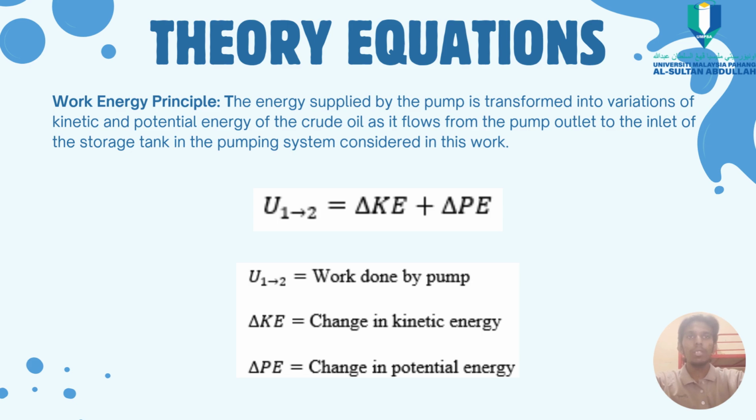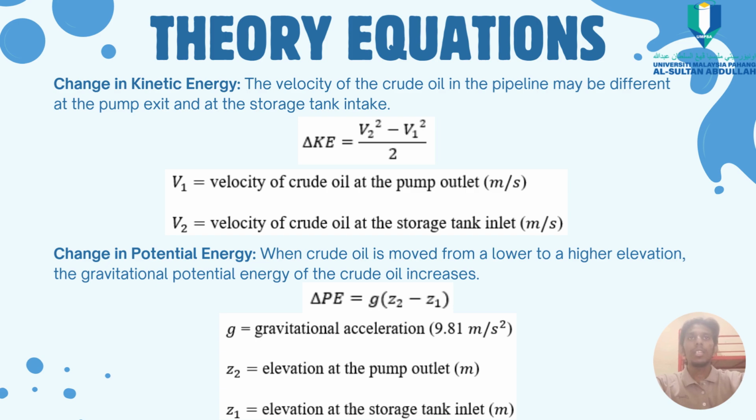So the general equation of this work is U equal to total kinetic energy plus total change in potential energy, where U1 to 2 is the work done by the pump, KE is the change in kinetic energy, and PE is the potential energy. And now for the change in kinetic energy formula, KE equals V2 squared minus V1 squared over 2, where V1 is the velocity of crude oil at the pump outlet, unit meter per second, and V2 is the velocity of crude oil at the storage tank inlet, unit meter per second.